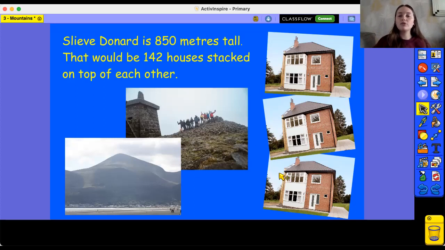And that would be 142 houses stacked on top of each other. So it's not quite as tall as Scafell Pike, but it is still very tall because 142 houses stacked upon each other would be very high indeed. So that's Sleevedonnard. What's it called? Fantastic. And how tall is it? 850 metres. Well done.